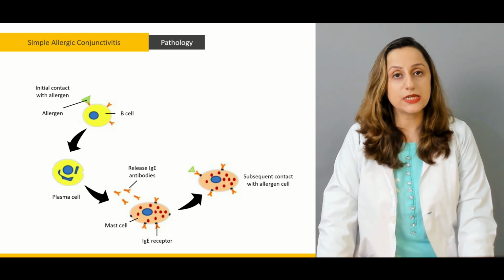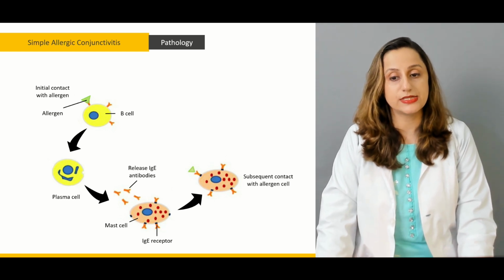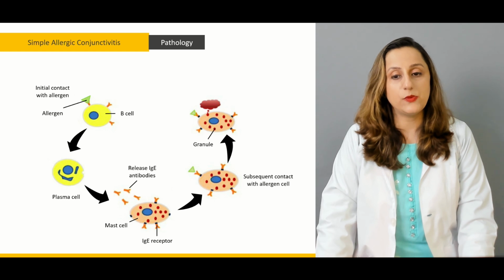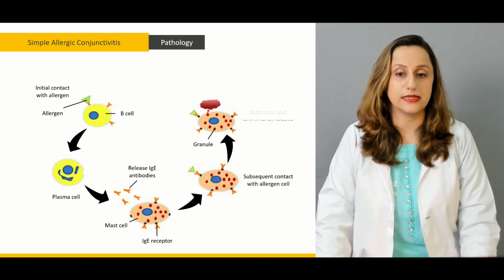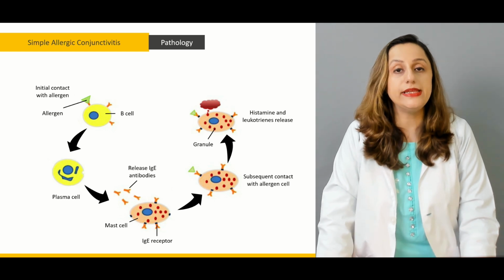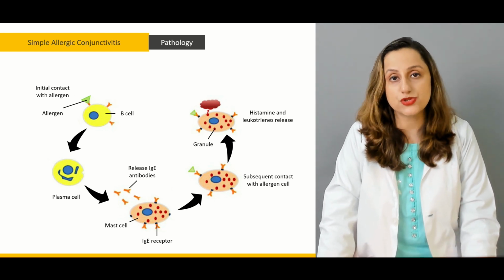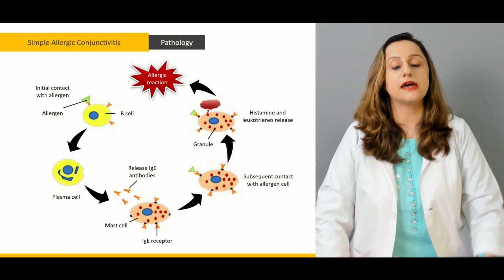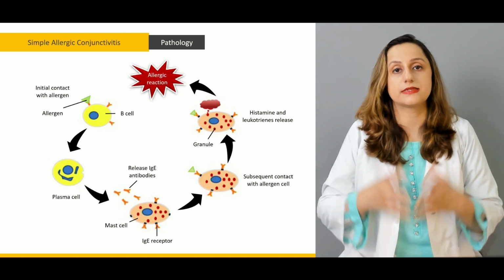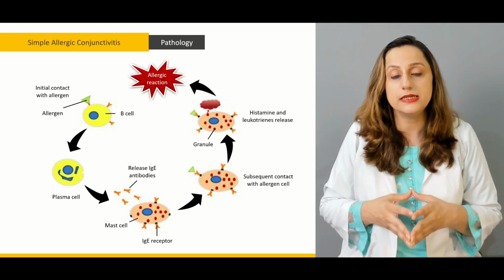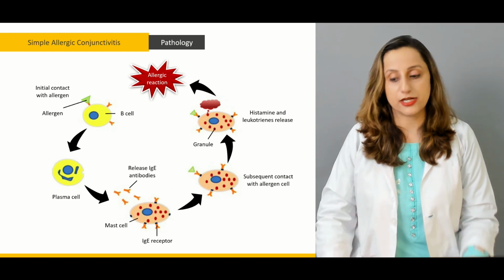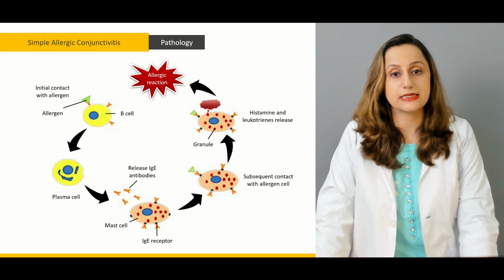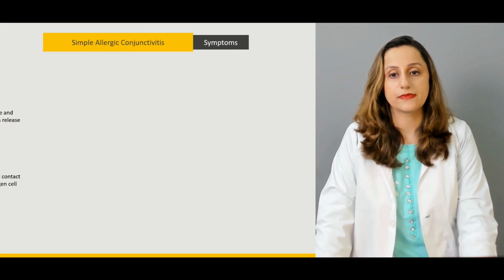Moreover, we have the subsequent contact with the allergen. And then finally, we have granule formation inside these mast cells. After that, there is a release of histamine and leukotriene from these mast cells into the body. As a result of this outburst of histamine and leukotriene in the blood, the allergic reaction is kept in place in such conditions.